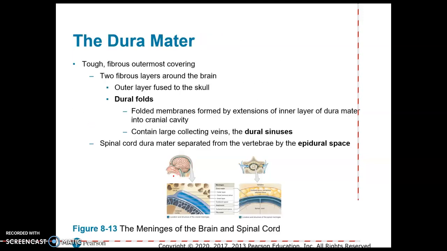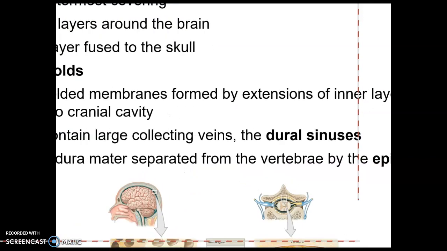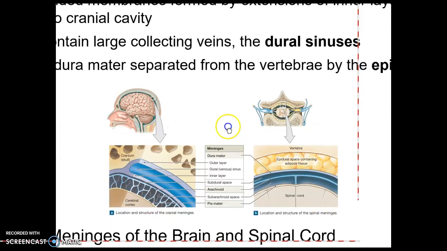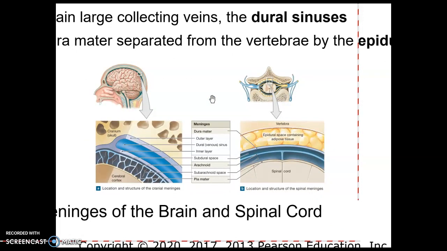Okay, these are small pictures. Let me see if I can blow them up. Here we go. All right, so this is the cerebral cortex, which is the brain. And what you're going to see surrounding it and contacting it is the pia mater. And then we have the subarachnoid space. And then we have the arachnoid, which is this layer here. And then we have the subdural space. And then we have the inner layer, the dural sinus, and the outer layer of the dura mater.